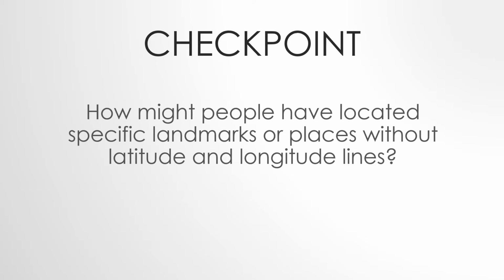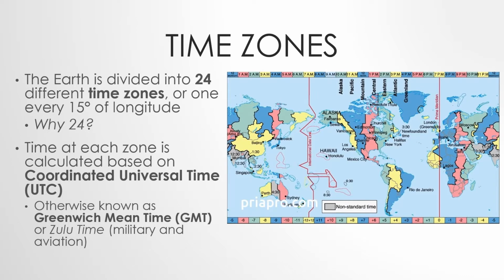So you'll want to pause the video again and answer this question before you move on. How might people have located specific landmarks or places without using these latitude and longitude lines? How did we used to travel before we had this system in place? When you're done answering the question, you can move on to the next slide. Now, we'll talk about the answer to that one in class tomorrow.